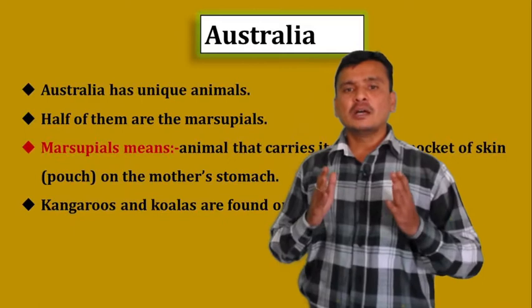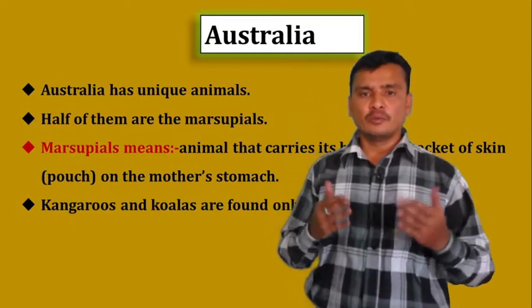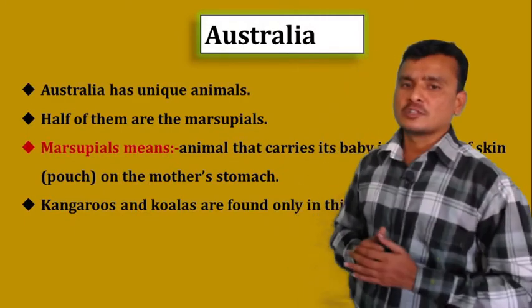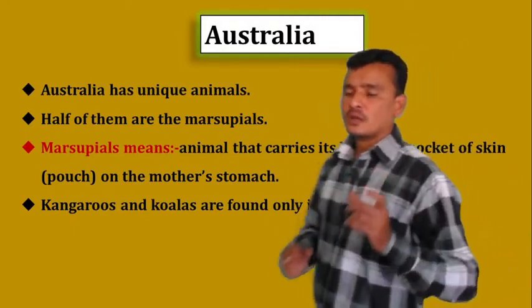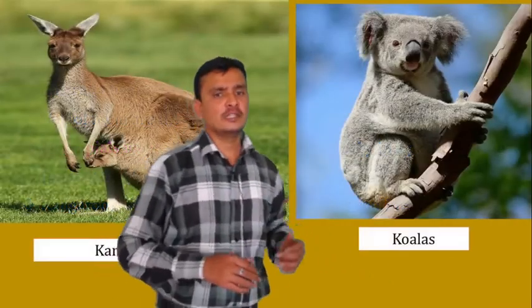The best example is the kangaroo. Kangaroo is the best example. All of us know what a kangaroo is, and koalas are also found only in this continent. Kangaroo and the koalas. We can see them in the picture.